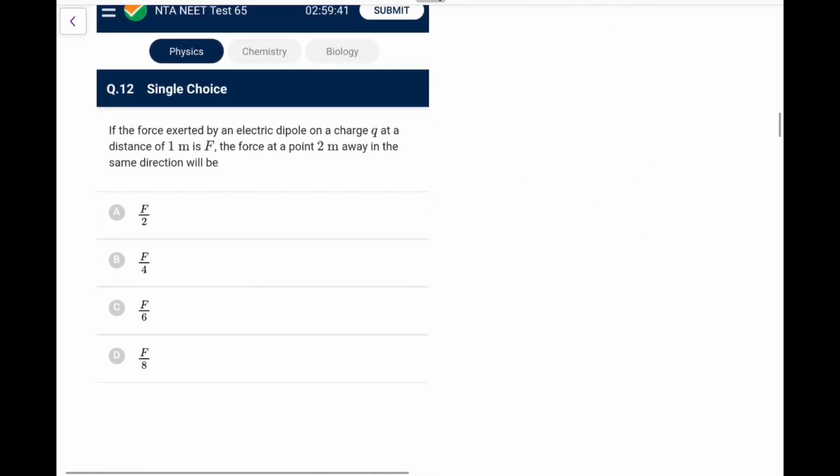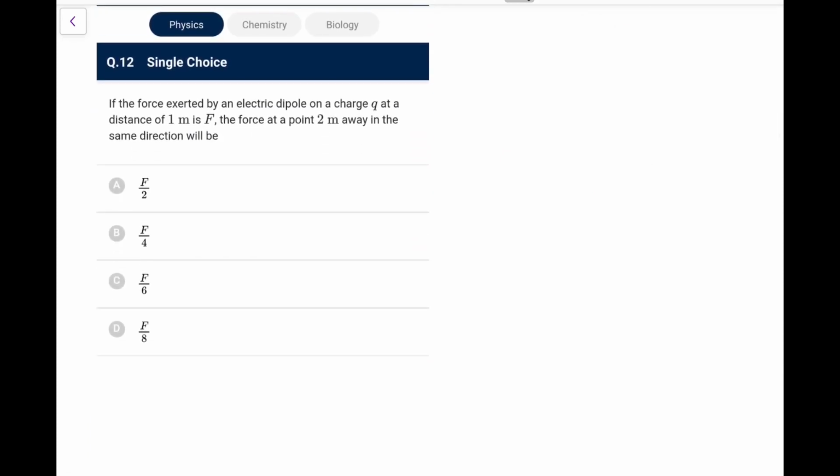Next, if the force exerted by an electric dipole on a charge q at a distance of 1 meter is F, then the force at a point 2 meter. We know the electric field due to a dipole at large distances is proportional to 1 by r cube. So if you double the distance, the field becomes 1 by 8. So force will also become 1 by 8. Again, directly you can do.